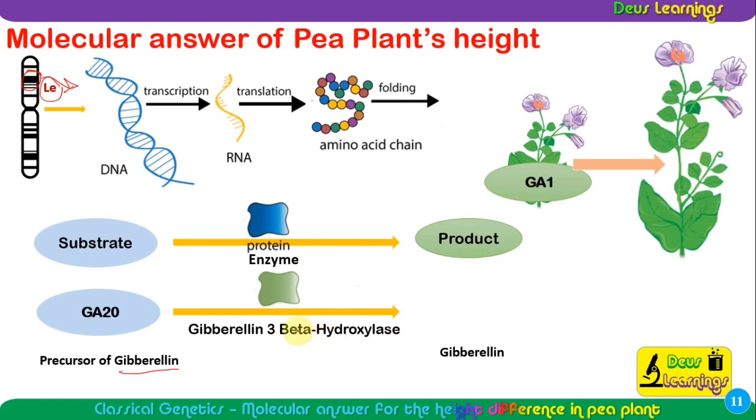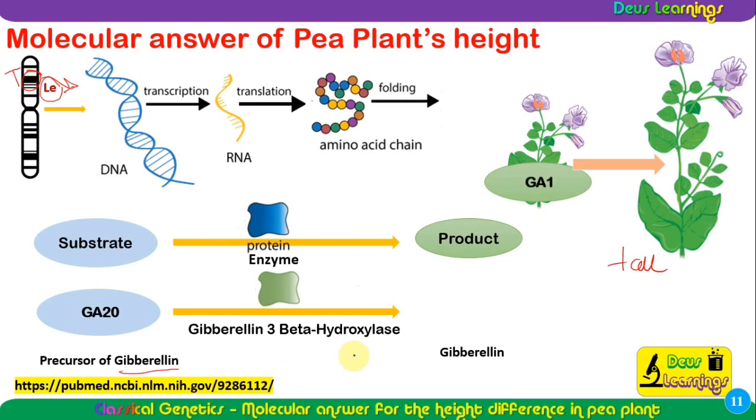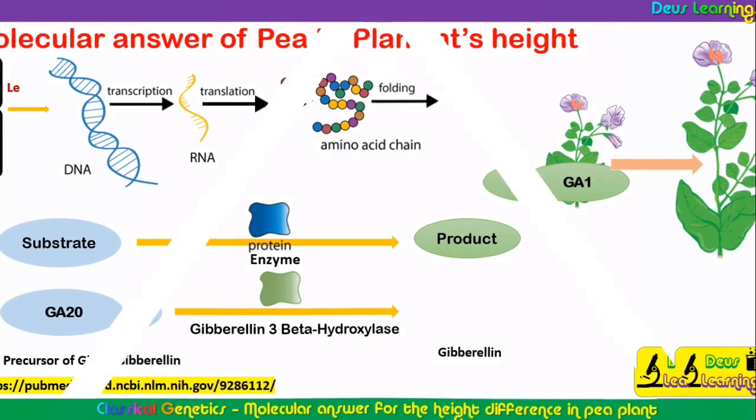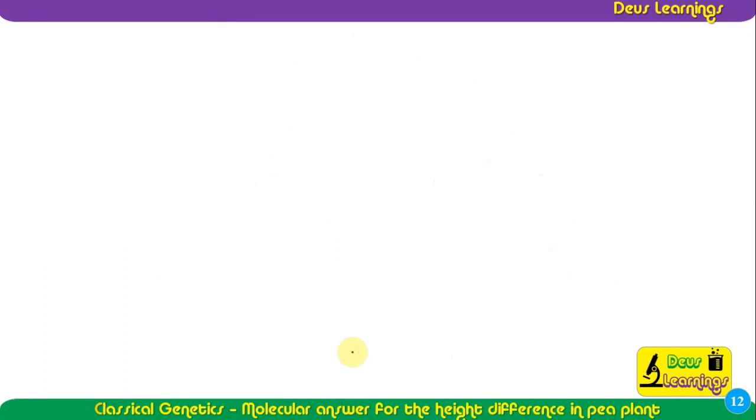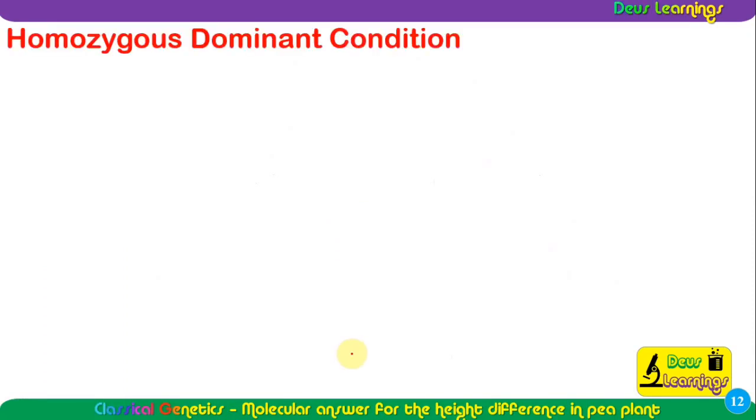So that was the story of a plant which possesses the capital T allele. If the plant has a capital T allele, it becomes tall. If you want to know more about this, a link is given, you can go and check. Okay, let's check it out.